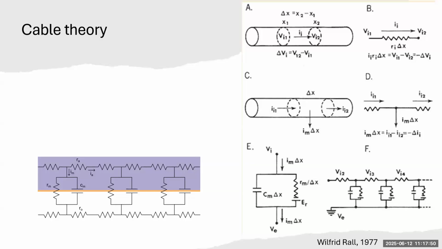Now we can look at this in an ideal scenario. Assume that you have a constant diameter cylinder. The membrane is also uniform, so its properties are not changing with length, and that is this bit.